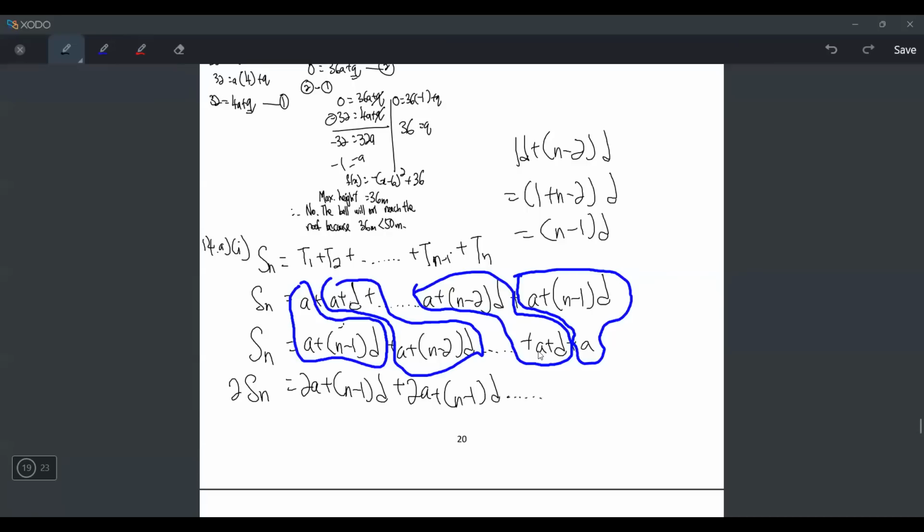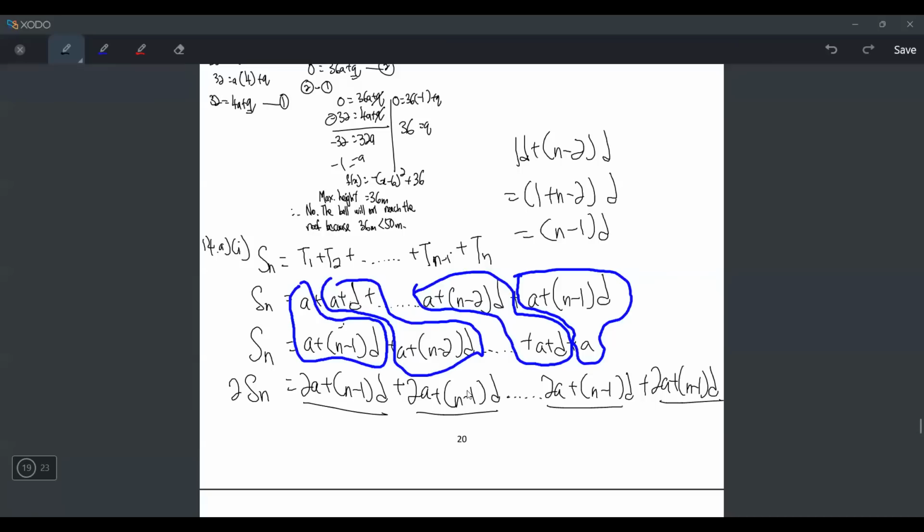And then dot, dot, dot. What is a plus n minus 2 d plus a plus d? Same as just now. a plus a is 2a, and then n minus 2 plus 1, which is n minus 1 d. And then the last one, a plus a is 2a plus n minus 1 d. Can you see that this is 2a plus n minus 1 d? This is also the same. This is also the same. This is also the same.